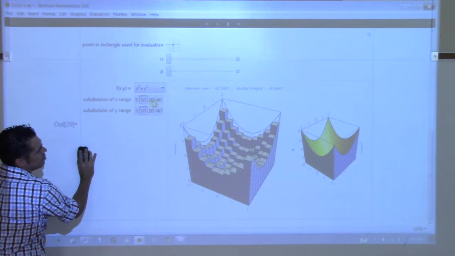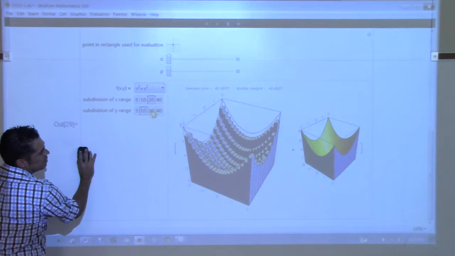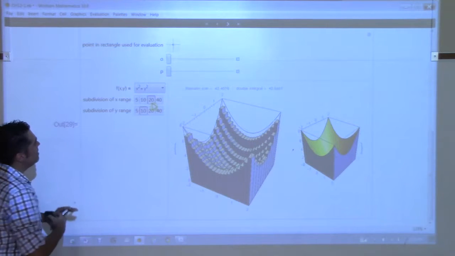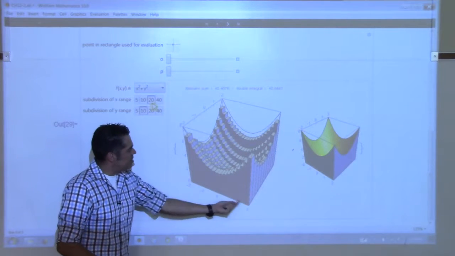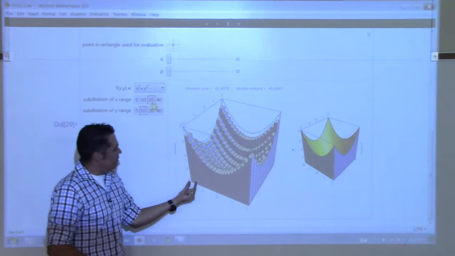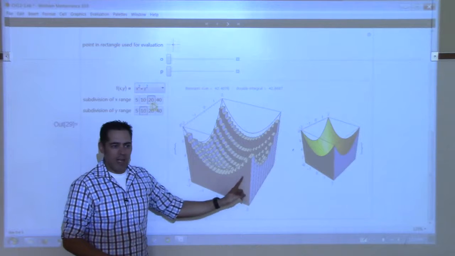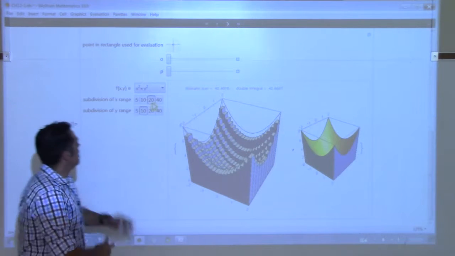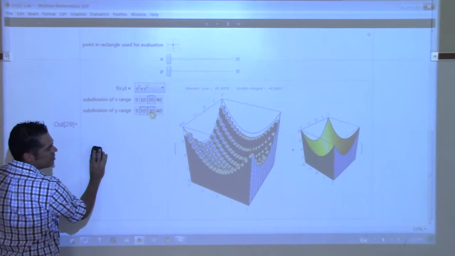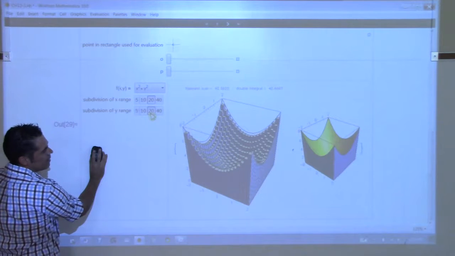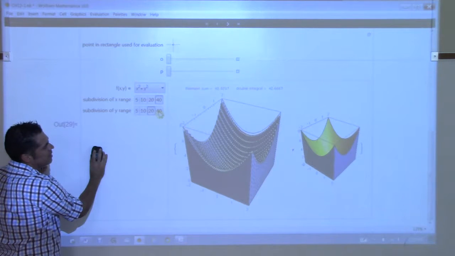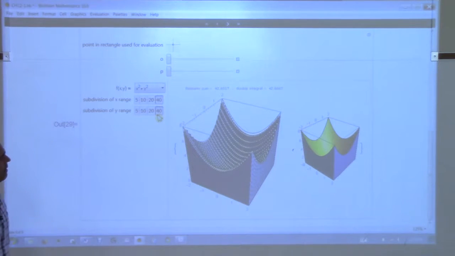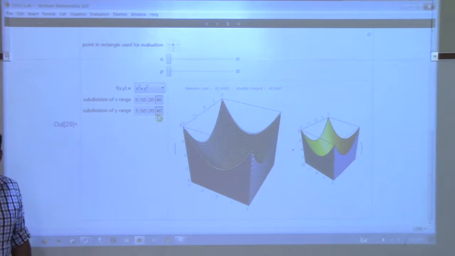I just do more rectangles. So notice when I did that, I made them more narrow in the x direction. This is x and this is y. So I made them more narrow in the x direction, but I didn't make them more narrow in the y direction. But if I made them more narrow in the y direction also, then I would have that, right? If I go 40 cuts and 40 cuts, then I start to get even better, right?